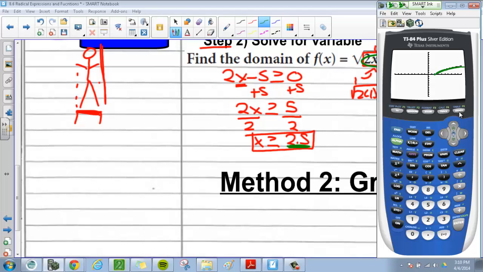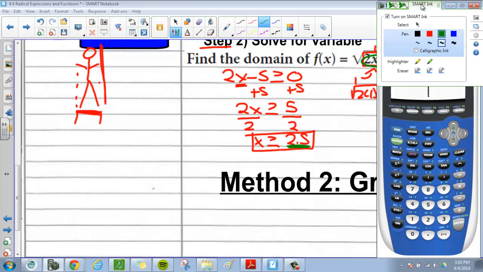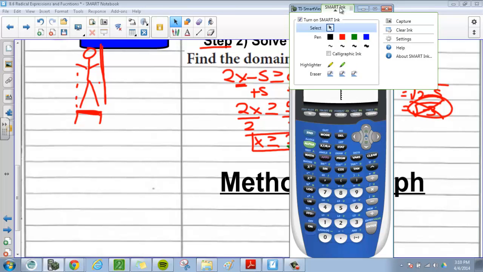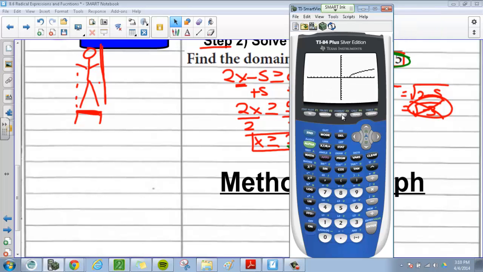And we want to find the domain. Now remember, the domain is how far left and how far right it goes. Okay? So that's what we're looking for in this situation. I can't erase from this point of view. Let's try it from here. Clear the ink on there. Let's zoom in on this point, just to get a better idea where that's at. We know from solving before it should be closer to 2.5, and it is. Okay. This is about 2.5 right there.